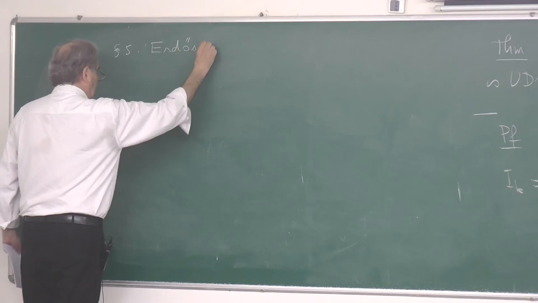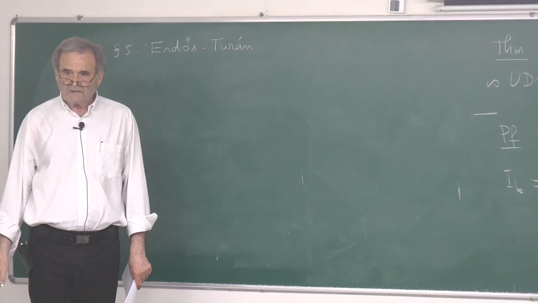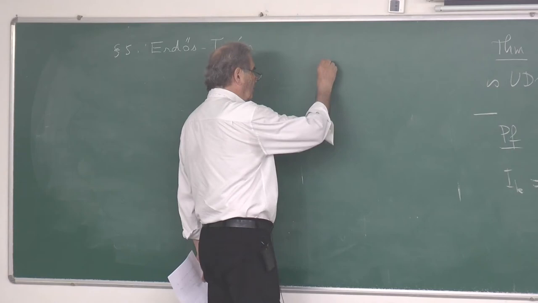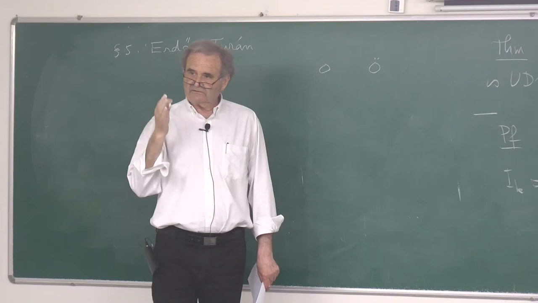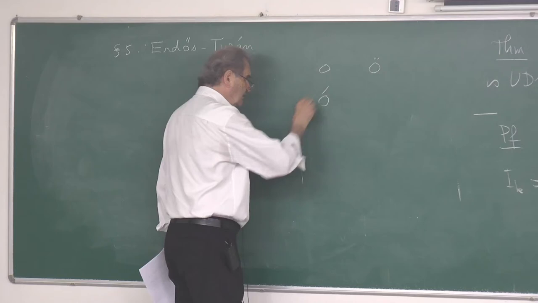So this is not a double dot. This is a double acute accent. In Hungarian, you have different things. You have the sound O and the sound Ö with two dots. But the sounds exist as a short one or a long one. O, O, Ö, Ö. And when you have a long one, you add this.